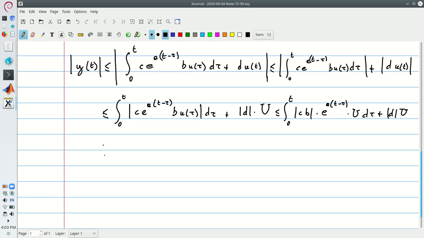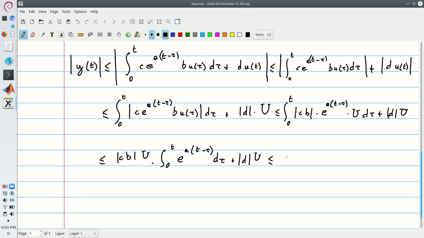And now we are ready for another step. c, b and capital U can be placed out of the integral. And now we can simply solve the integral. We are going to solve that in the next step, just to do things in a more ordered way. Plus d capital U.